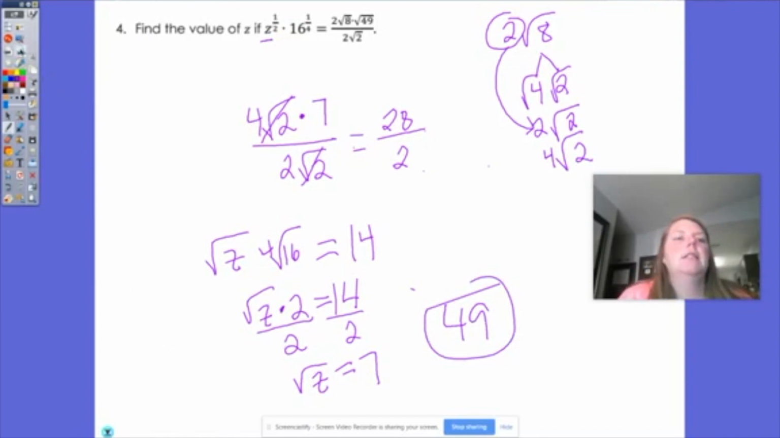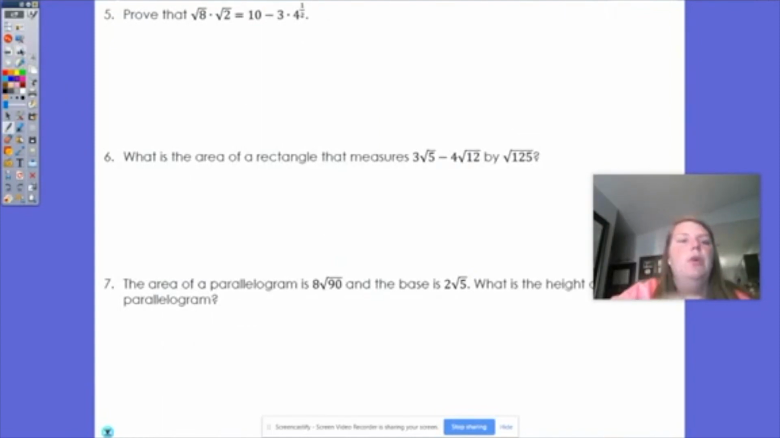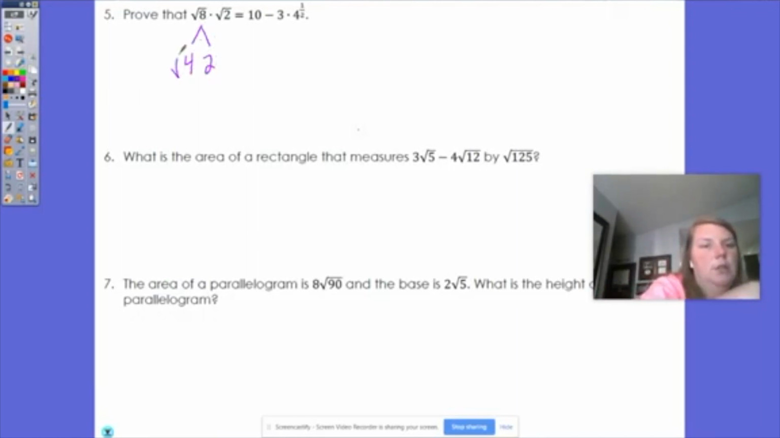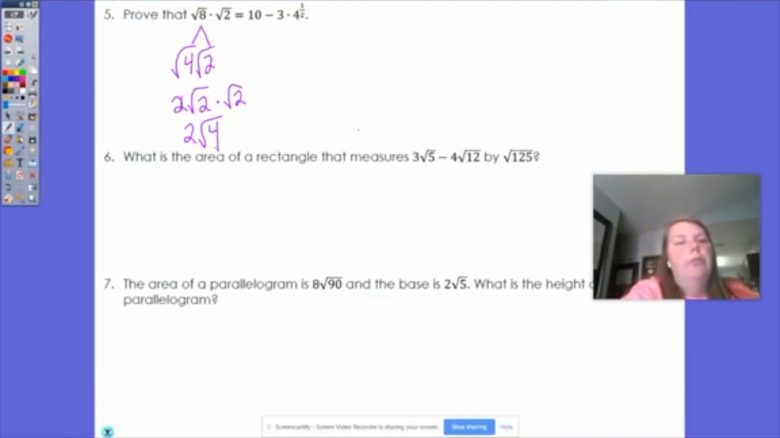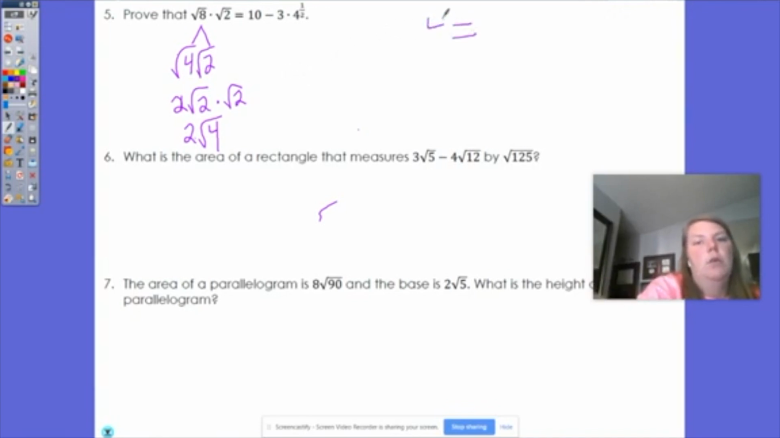The next one I want to look at is number 5. So we're proving that the square root of 8 times the square root of 2 is equal to 10 minus 3 times 4 to the 1/2. So let's simplify the left-hand side, and then we'll simplify the right-hand side. Remember, the square root of 8 simplifies to the square root of 4 times 2. So that would be 2 times the square root of 2 times the square root of 2. When we multiply those inside the radicals together, that would be 2 times the square root of 4. Well, the square root of 4 is a perfect square, and we want to multiply it by 2. So that left-hand side is equal to 4 when we multiply that 2 times 2.